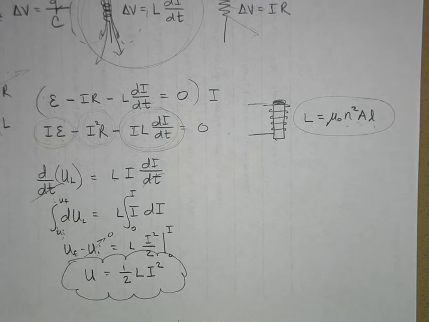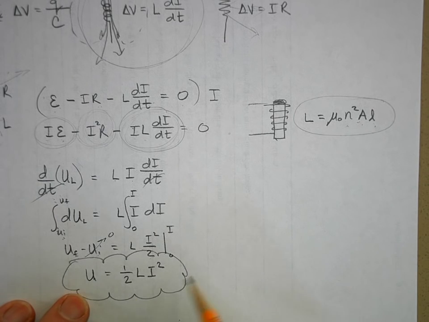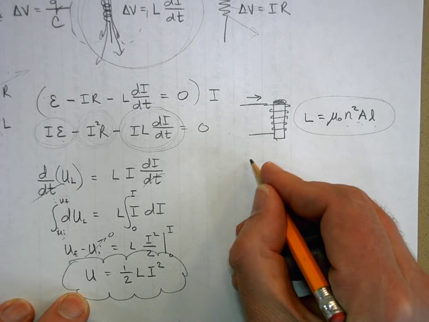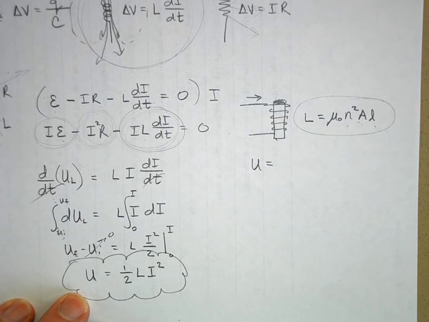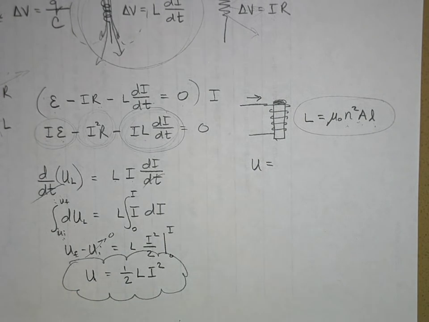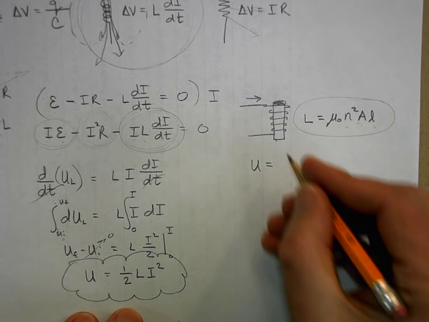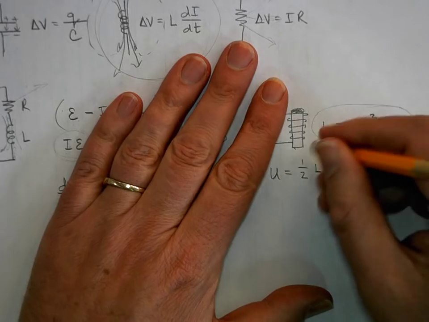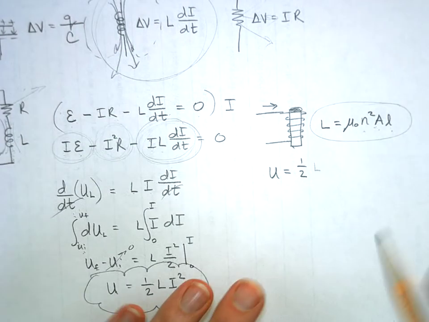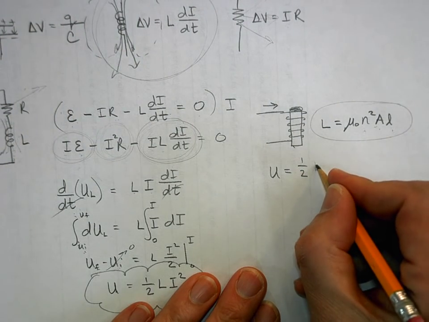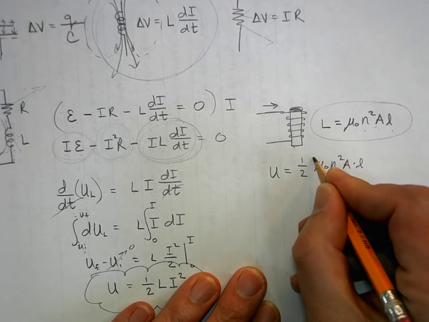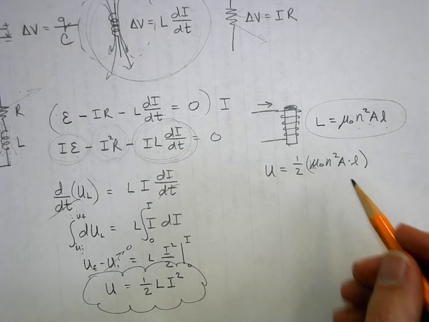Now, I'm going to say, well, if I've got a certain current I flowing through here, the energy stored in that solenoid is going to be 1/2 L I squared. But we know what L is, right? We know that L is mu naught n squared A times L.